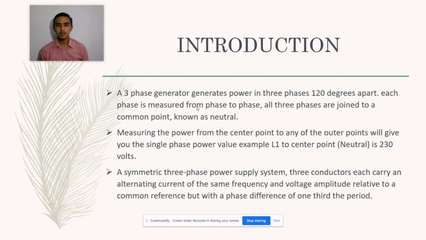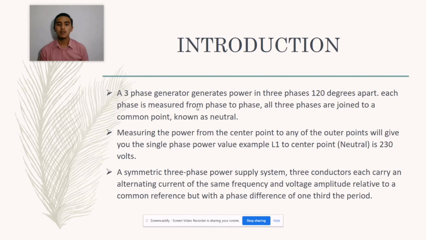A three-phase generator generates power in three phases 120 degrees apart. Each phase is measured from face to face. All three phases are joined to a common point known as neutral. So, measuring the power from the center point to any of the outer points will give you a single-phase power value. Example, line 1 to center point is 230 volts.